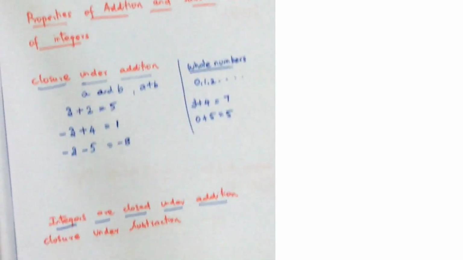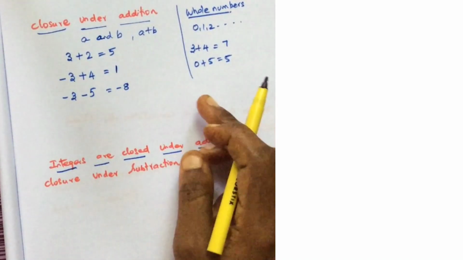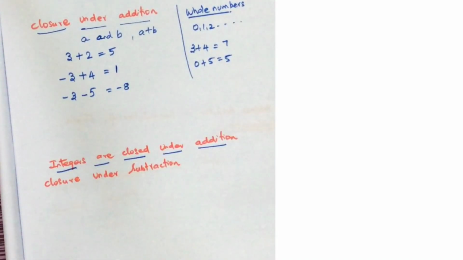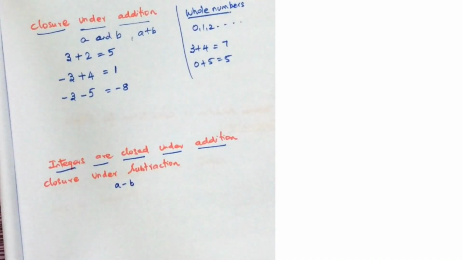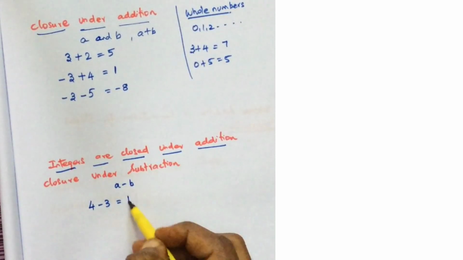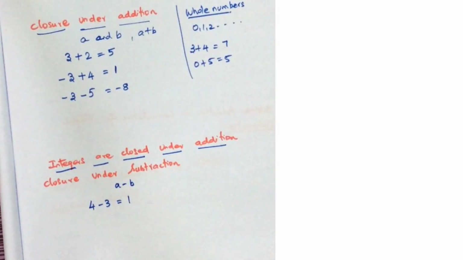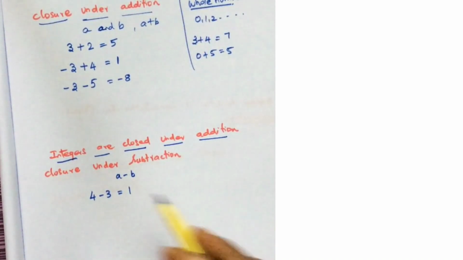The next property we are going to see is closure under subtraction. We now saw what to do for addition. Now we are going to subtract. Take any two integers and subtract and check. 4 minus 3 is 1. 4 is an integer and 3 is an integer. Subtracting 4 minus 3 is 1. 1 is also an integer.